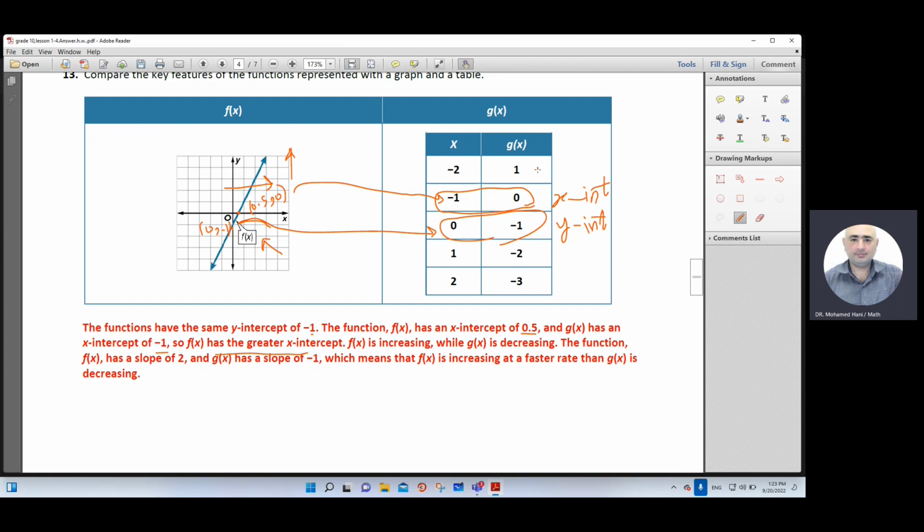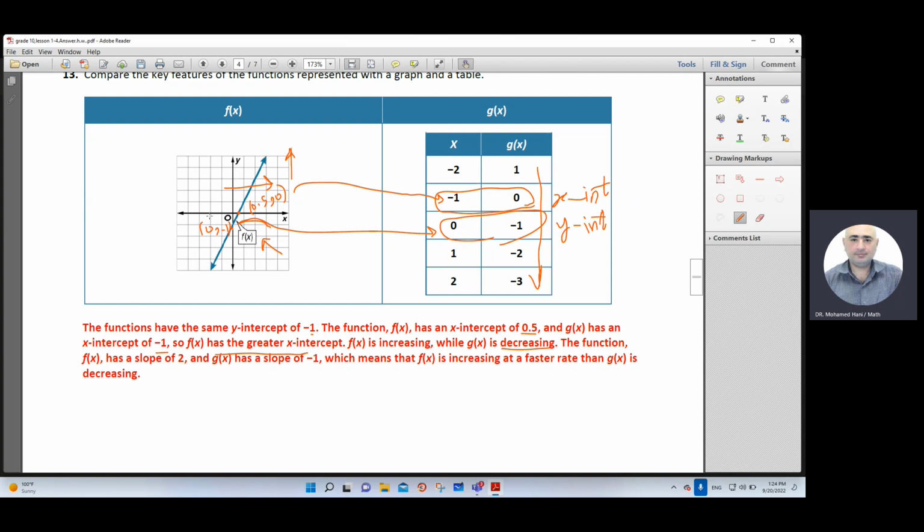But g(x), as you see, 1, 0, negative 1, negative 2, 0, means decreasing. So the function f(x) has a slope of 2, and g(x) has a slope of negative 1. Who can tell us why the function f(x) has a slope of 2? Who can tell us why the value of slope here will be 2?